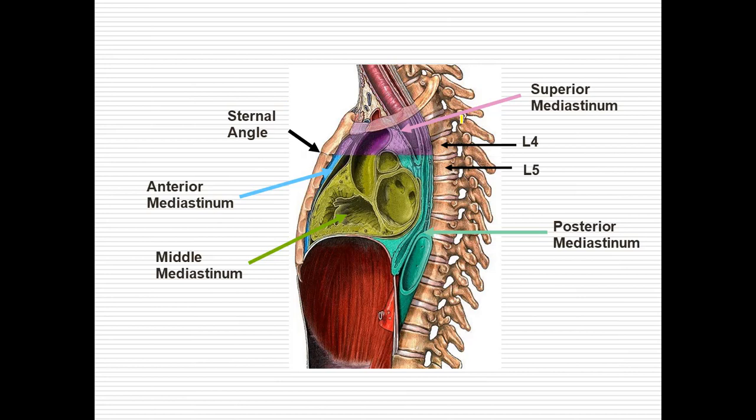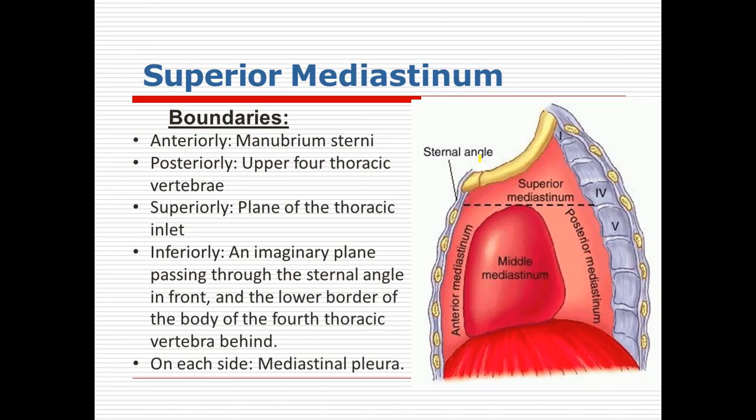Here in this diagram we can see that again. Sorry, this is T4 and T5. It is T4 and this is T5. So portion above sternal angle anteriorly and T4 T5 junction is superior mediastinum, and portion below this is inferior mediastinum. Now that we have divided it into two parts, now we will discuss boundaries of each mediastinum separately.